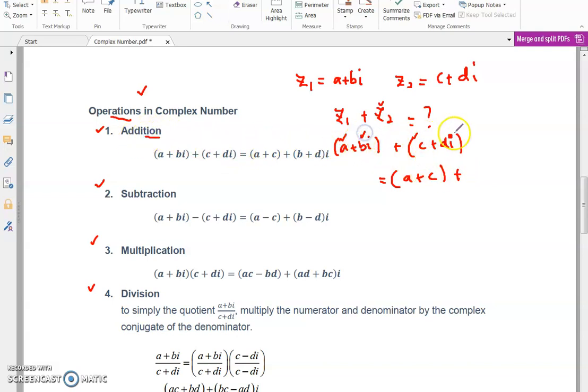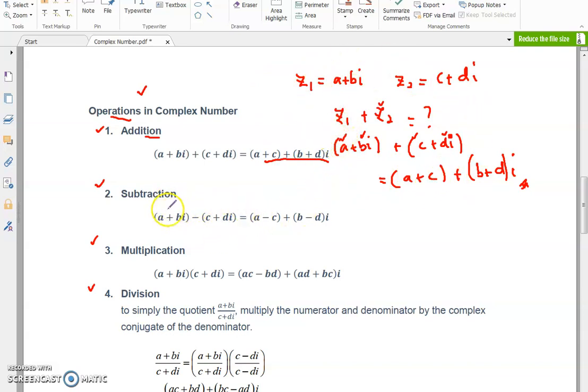We have the imaginary part, a and di, b and di, so we are going to get here b plus d, and we are supposed to get i there as your factor. So this is your answer. You can see it, we are going to get a plus c plus b plus d, the same thing as what we got here. Okay, this is if you try to do the addition in general.